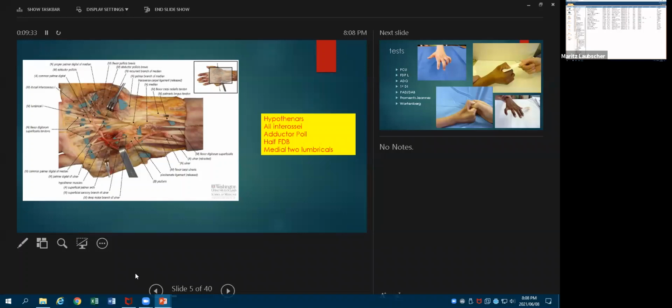And the muscles supplied in the hand are these ones here: the hypothenars, all the interossei, the adductor pollicis, half of the flexor pollicis brevis, and the medial 2 lumbricals. Okay, I'll come on to that a bit later when we talk about the pathology of the loss in the hand.